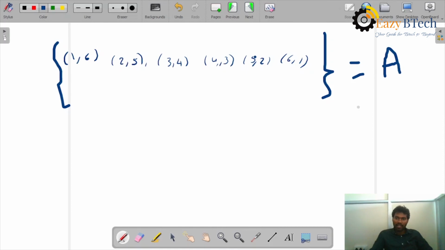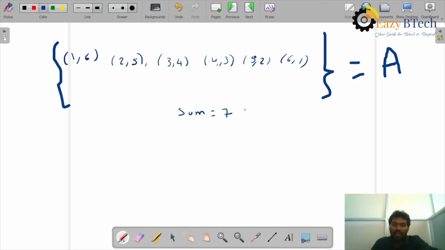That is an event entity. What they told you here, that event is sum is equal to 7. So I want to find out the probability.